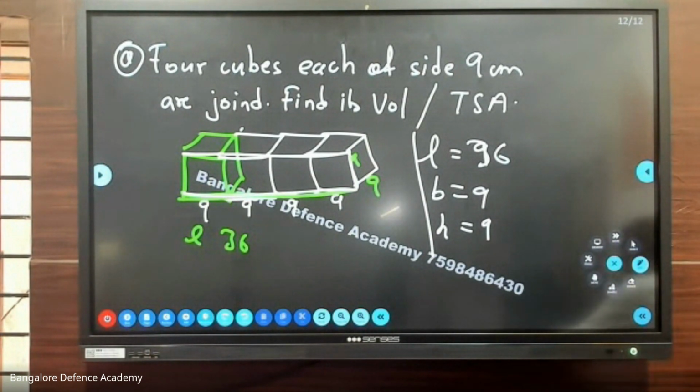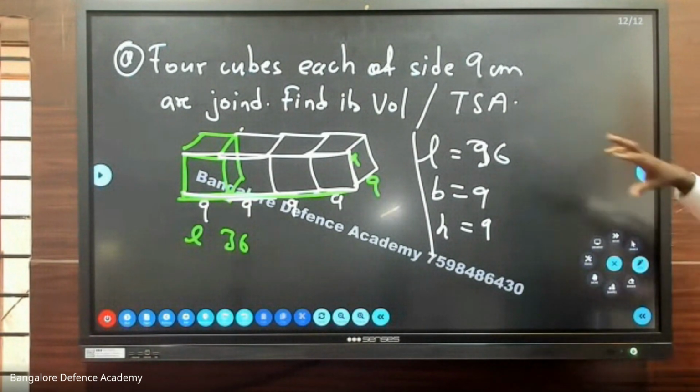Which one? Like I told, find out the one cube volume, then you do 4. You have taken the volume of the 4. Now try with total surface area. Just check with total surface area.